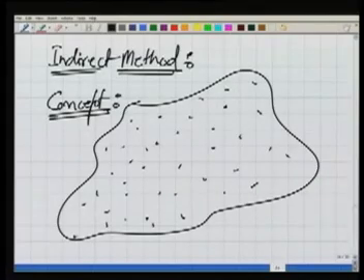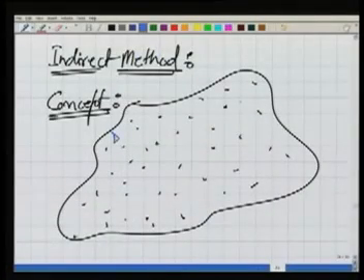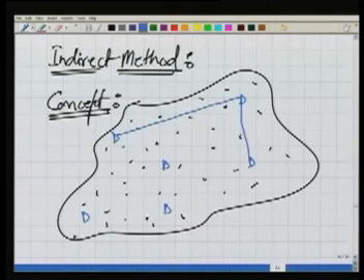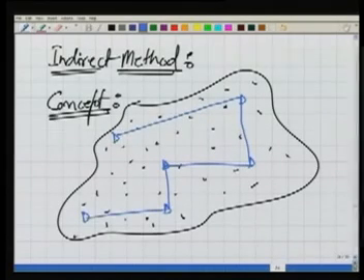Can I plot these points in planimetry? Yes. How can we do that? We can have, for example, let us say if I want to do it by a traverse, I can have a traverse like this. So using this traverse and as well as the offsets, I can plot all of these points in horizontal.